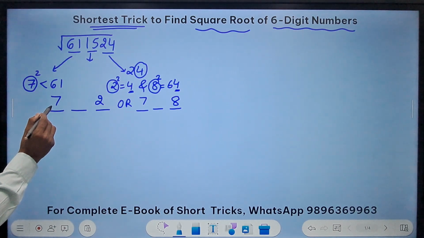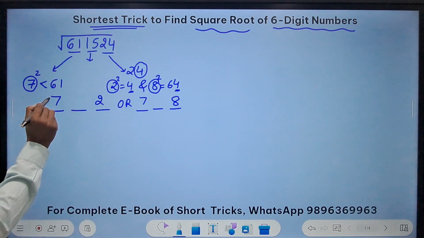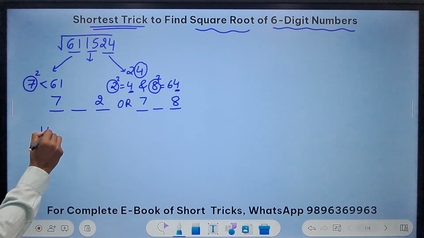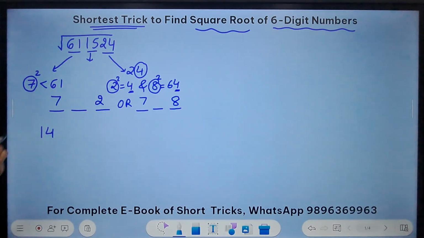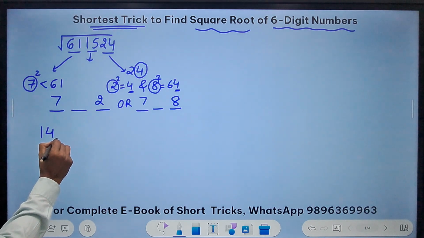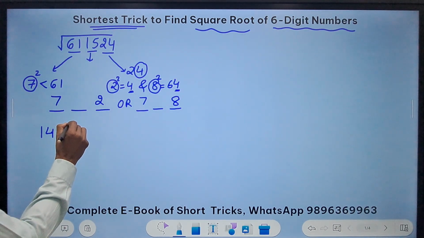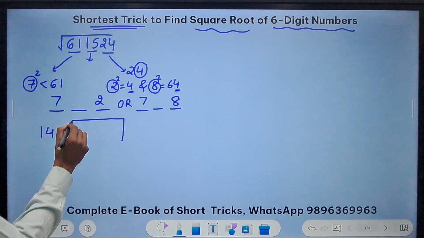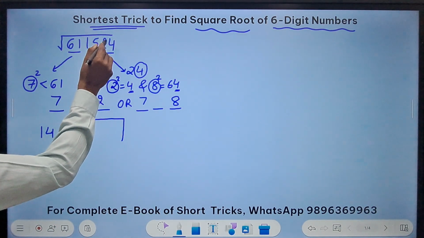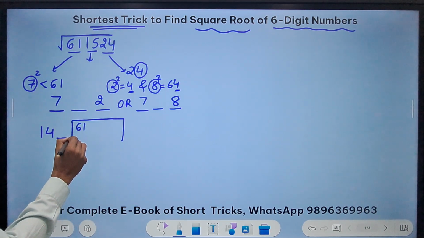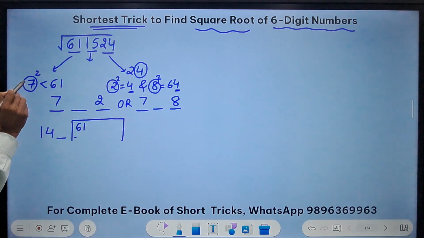Here the first digit I took is 7. So I will double this digit 7 and I will write 14. The first digit is 7, double of that is 14. Now leaving some space here, I will make the long division symbol, and this number 611524, the first pair is 61 minus 7 square, which is 49.